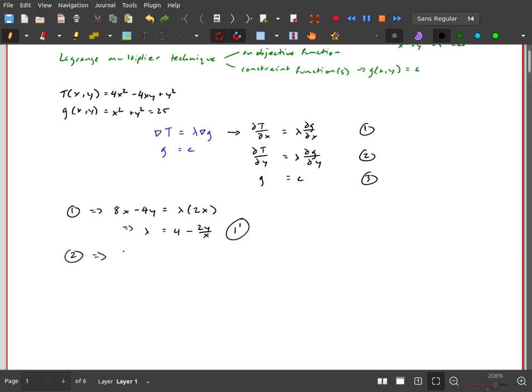Equation 2 becomes, the partial derivative of T with respect to y is minus 4x plus 2y, equal to lambda times 2y, so it's partial g partial y. And again, I'll write it in terms of lambda equal to something. So that will be minus 2x over y plus 1. And I'm going to call this 2 prime.